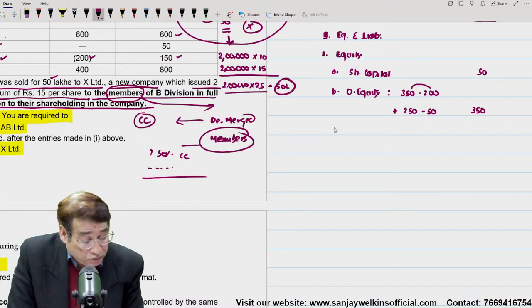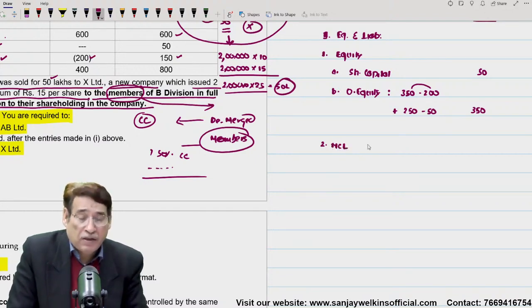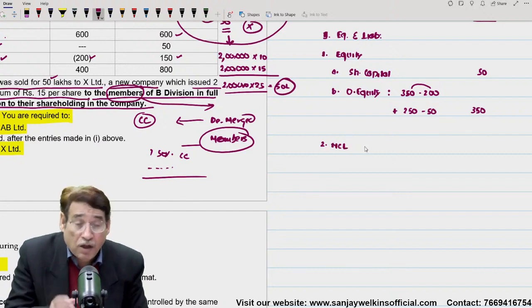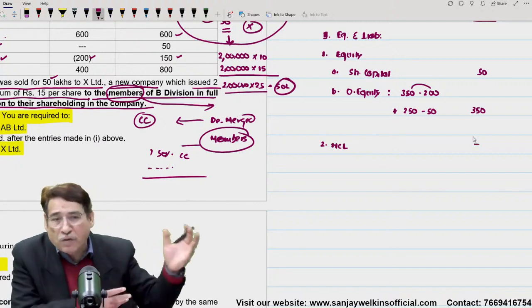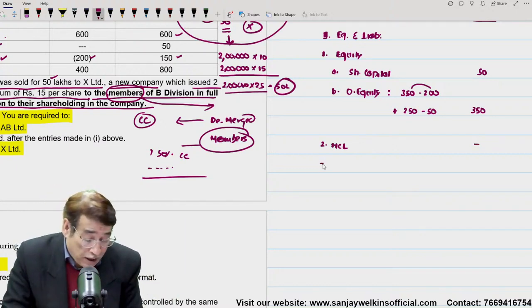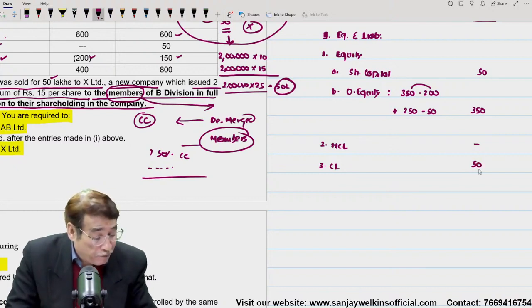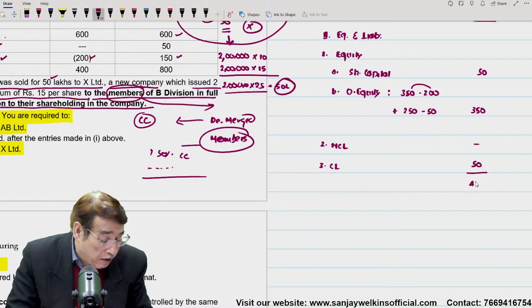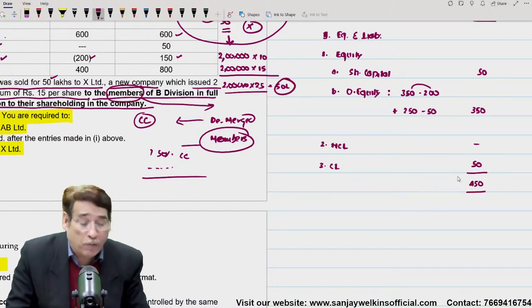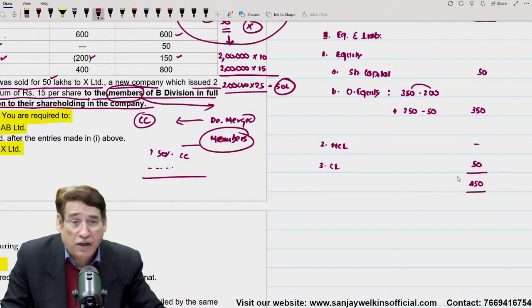Now, besides other equity, in this particular question, 2, non-current liability. Was there any non-current liability? Yes, sir, there was non-current liability in the form of loans. But the problem is that the loan has been transferred. So now we are left with no non-current liability. So current liability, and current liability only of division A, will come now in the balance sheet. That is 50. So if I tally 50 plus again, it will be equal to 450. So not a big task as far as preparation of the balance sheet of the demerged entity is concerned.